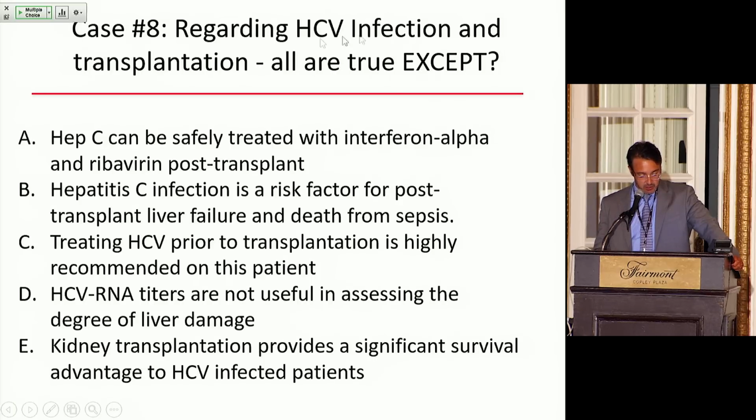So which of these are true except about HCV infection and transplantation. Hep C can be safely treated with interferon alpha and ribavirin post-transplant. Hep C is a risk factor for post-transplant liver failure and death from sepsis. Treating HCV prior to transplantation is highly recommended in this patient. HCV RNA titers are not useful in assessing the degree of liver damage, and kidney transplantation provides a significant survival advantage to HCV infected patients.